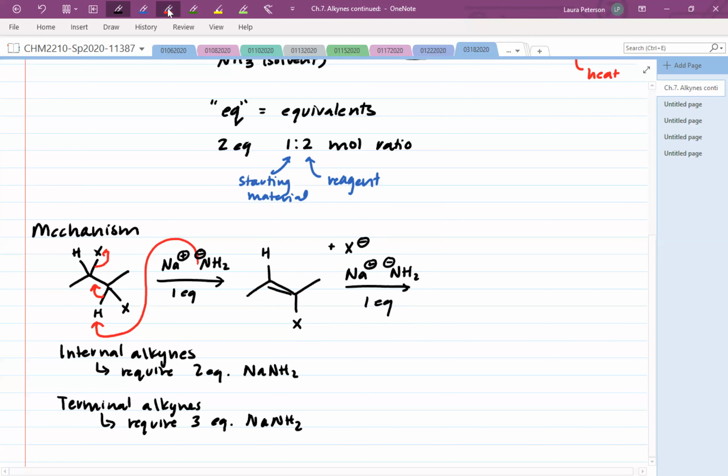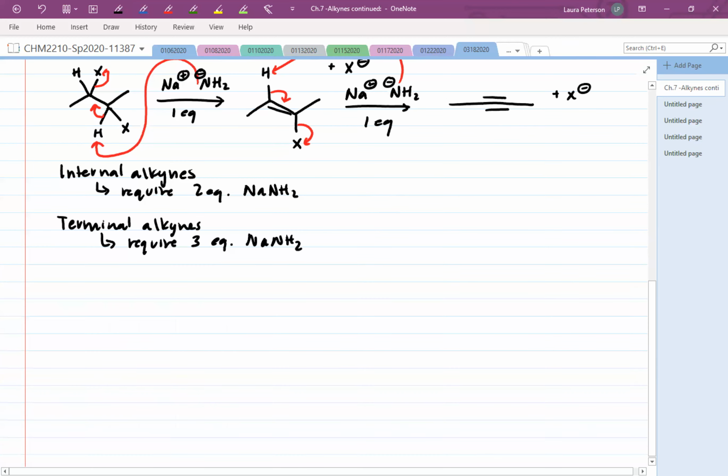And so we're basically going to repeat that step. So the amide is going to take up that proton, we're going to generate a pi bond, and we're going to kick out the leaving group. This now has formed our alkyne. So we've now seen why this is called double dehydrohalogenation. In each step, we are dehydrohalogenating, and we're doing that 2 times. So let's look at one more example of an internal alkyne, all the way from alkene to alkyne in that series of steps, and then we'll talk about terminal alkynes and why they require 3 equivalents.